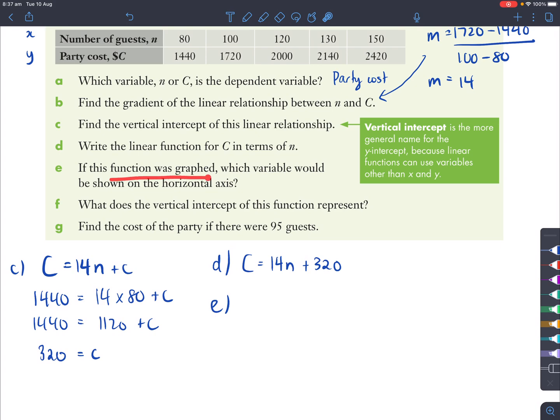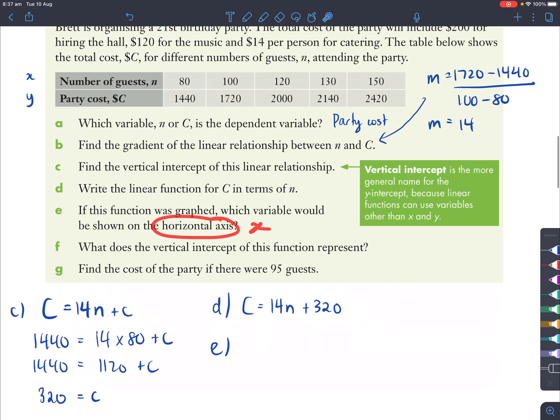If this function was graphed, which variable would be shown on the horizontal axis? This will usually be the x-axis. Now the x-axis will be the number of guests, which is the first row. So you would say n, the number of guests. Okay, then for question F, what does the vertical intercept of this function represent?